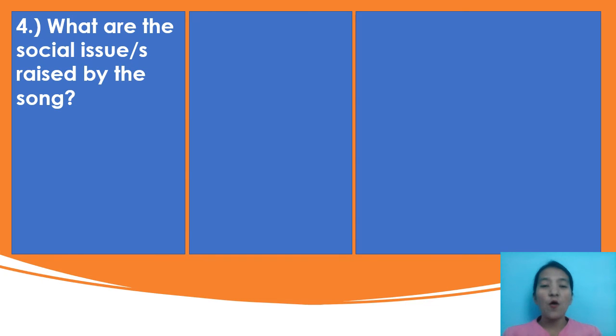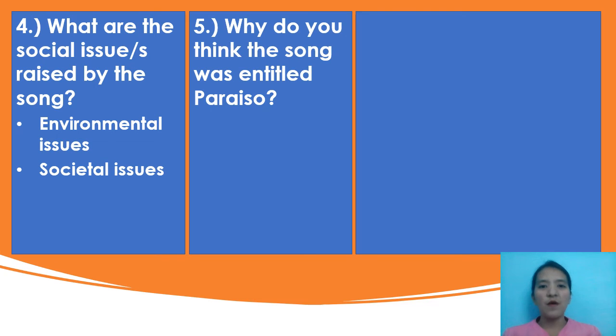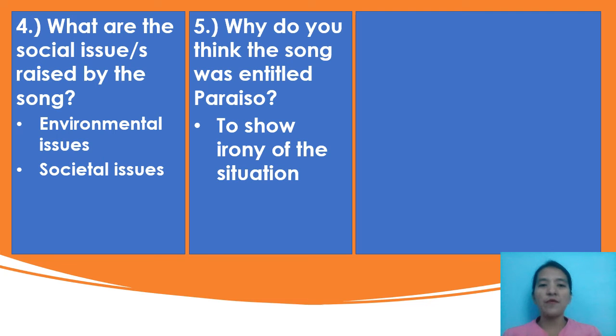Number 4. What are the social issues raised by the song? What are those again? Very good. Environmental issues and societal issues. Number 5. Why do you think the song was entitled Paraiso? To show the irony of the situation. Because literally, Paraiso means paradise or a happy and good place. But in the song, Paraiso is the dumping site.